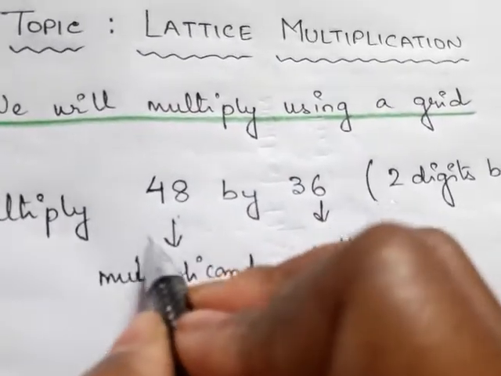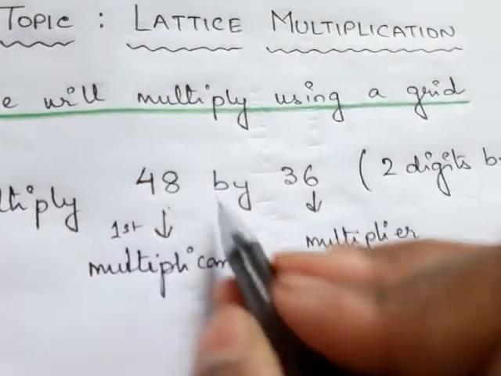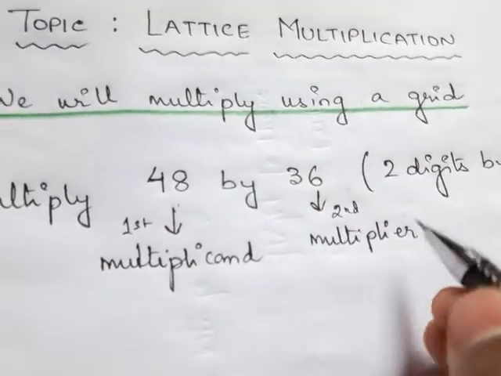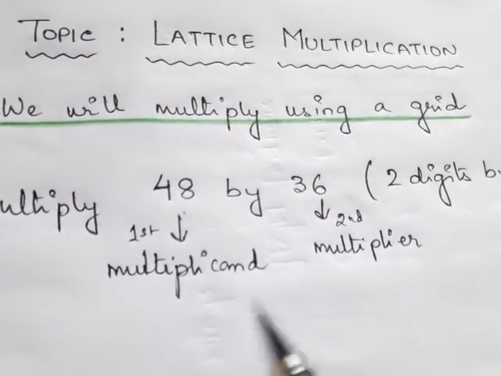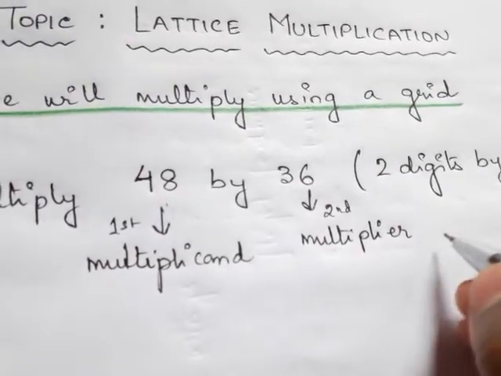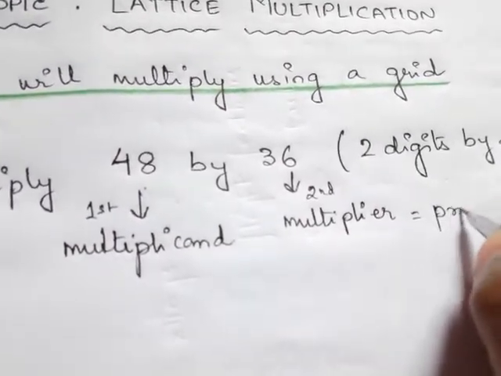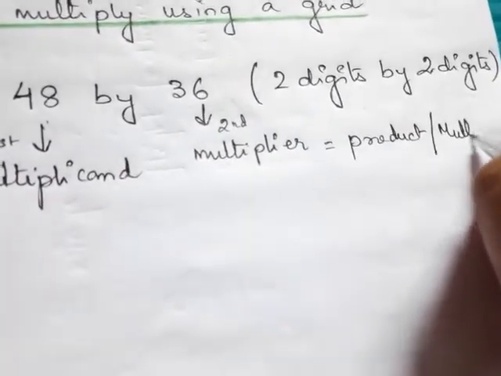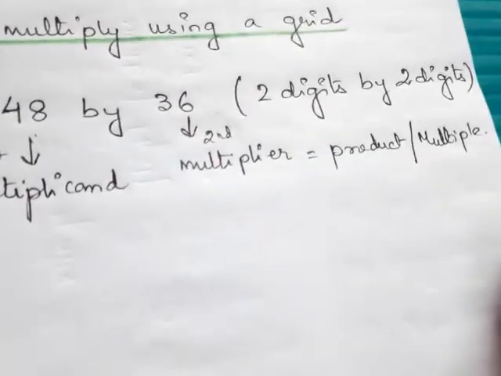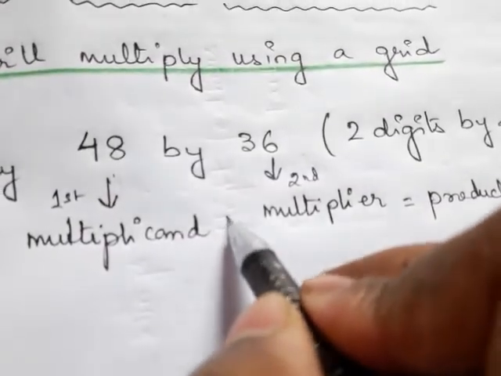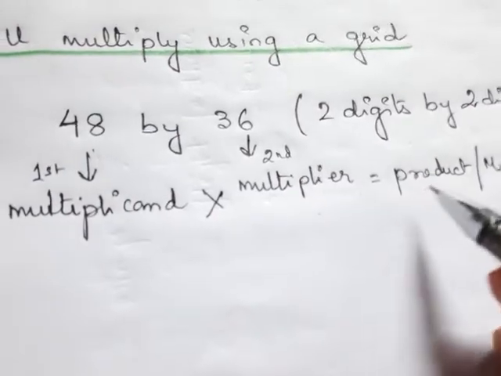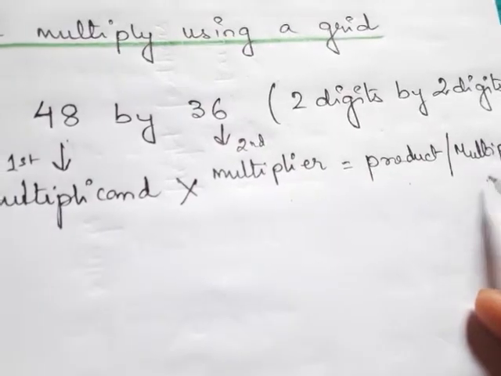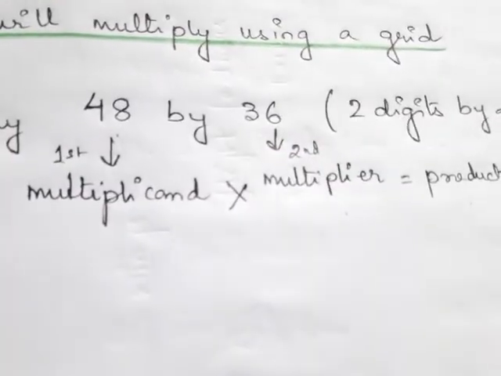Okay, so my first number is my multiplicand and the second one is my multiplier. So when I am multiplying multiplicand with multiplier, what do I get? I get the product, that is, the answer is product or multiple. So when I am multiplying multiplicand with multiplier, I am getting product, that is also known as multiple. Okay, so this was a quick recap of multiplication.